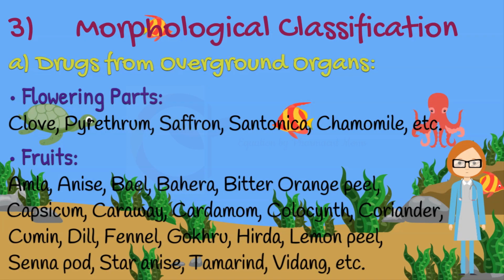Fruits. For example, amla, anise, bale, bahira, bitter orange peel, capsicum, caraway, cardamom, colocynth, coriander, cumin, dill, fennel, gokru, herda, lemon peel, centipede, star anise, tamarind, vidong, etc.